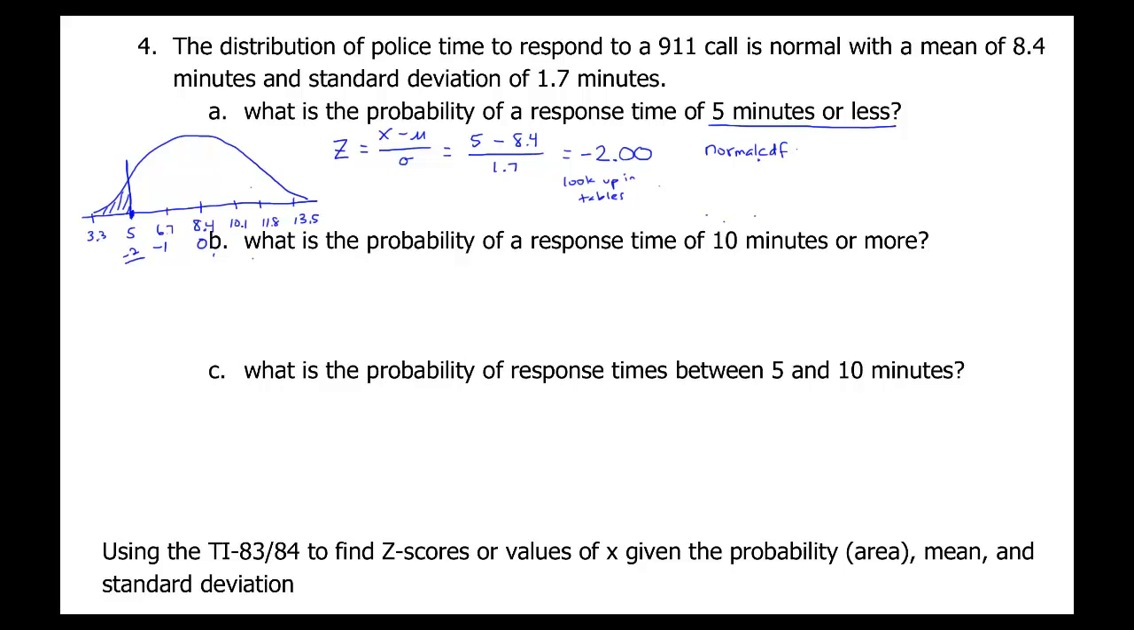We still use the normalcdf function. The small value, or the going way out to the left, again you can use -99. That's going to be far enough out there to cover everything. The number that we're stopping at is 5 because we want 5 or less. The mean is 8.4, and the standard deviation is 1.7. And again, when we plug this into our calculator and get a number back, the number is the area, or a probability.